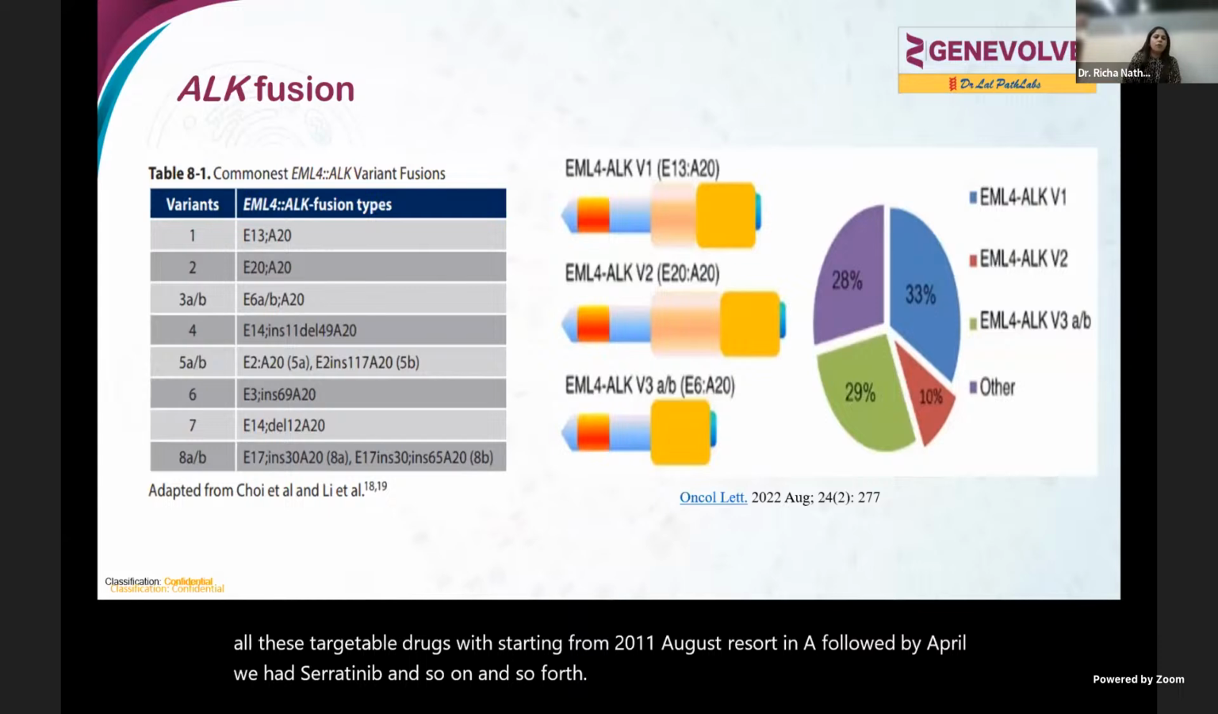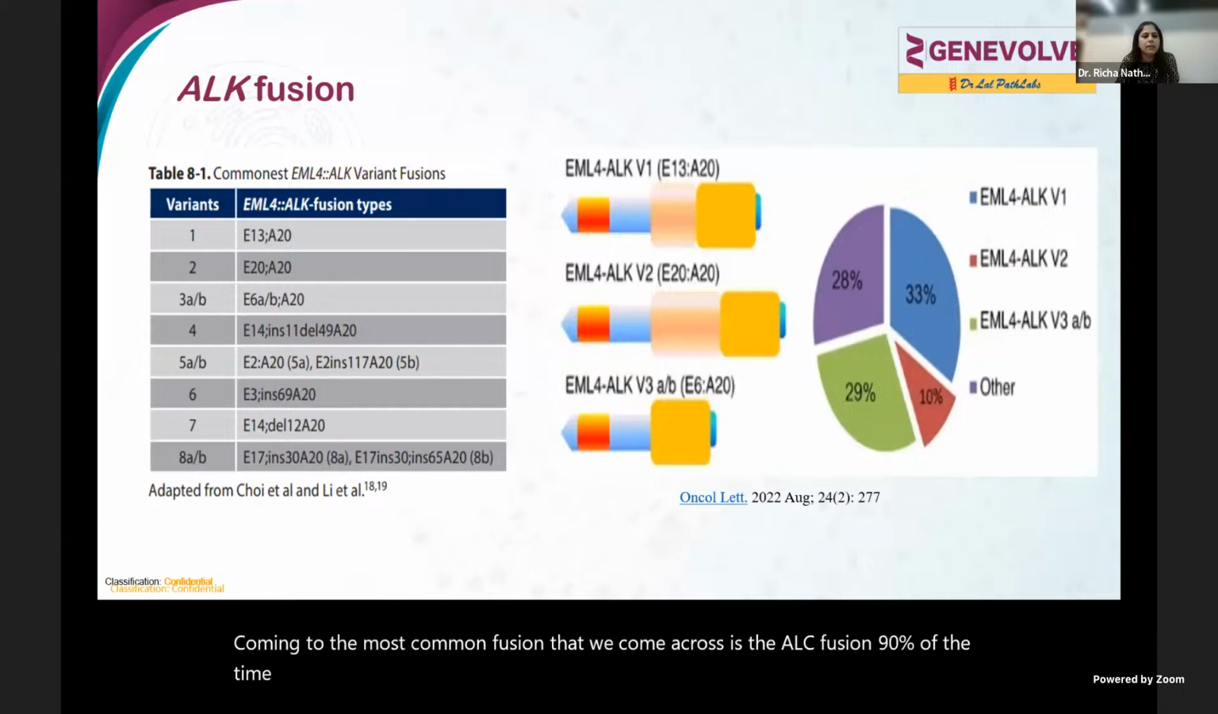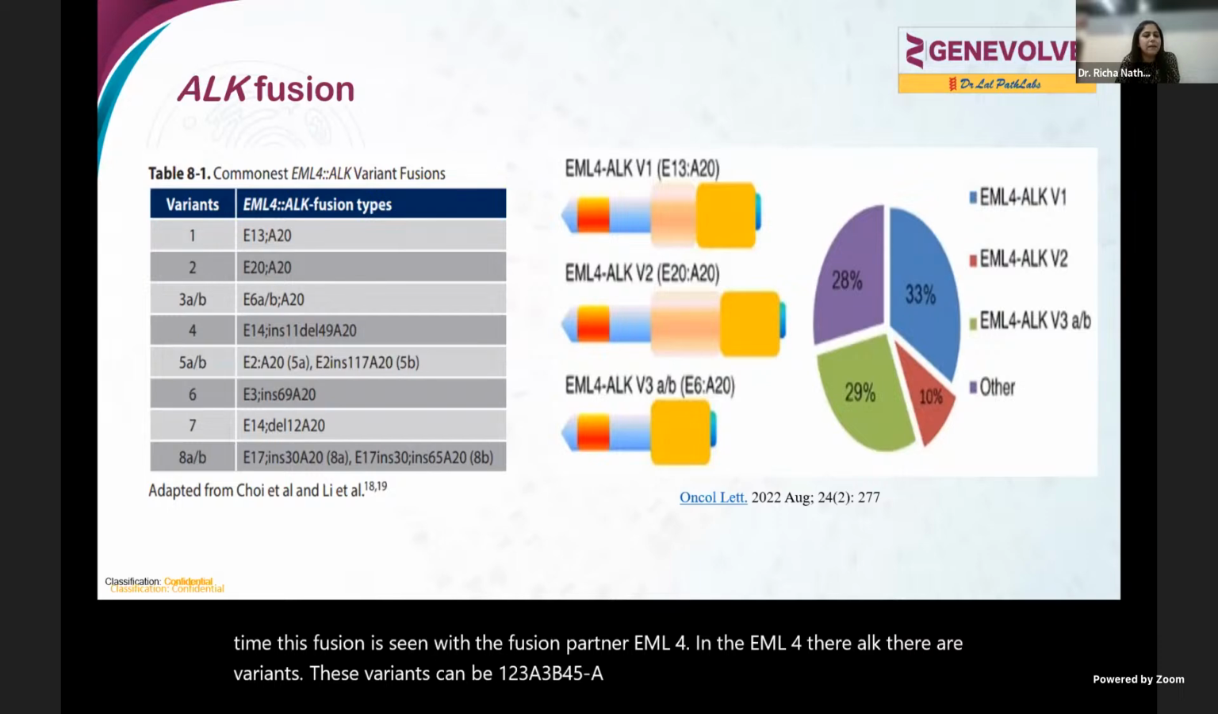Coming to the most common fusion that we come across, the ALK fusion. 90% of the time, this fusion is seen with the fusion partner EML4. In EML4, there are variants. These variants can be 1, 2, 3A, 3B, 4, 5A, 5B, 6, 7, 8A, and 8B. Most common are the top 3 variants.